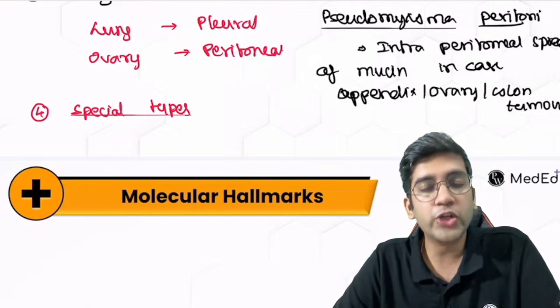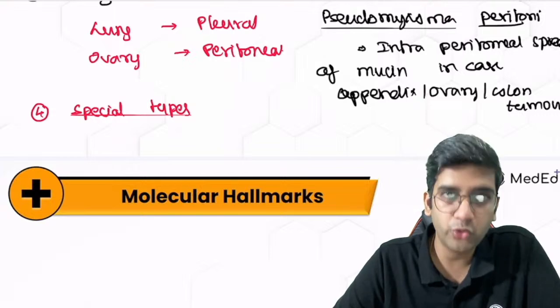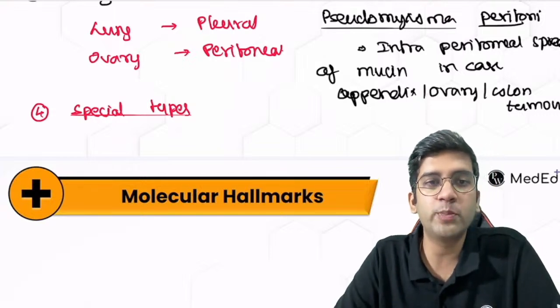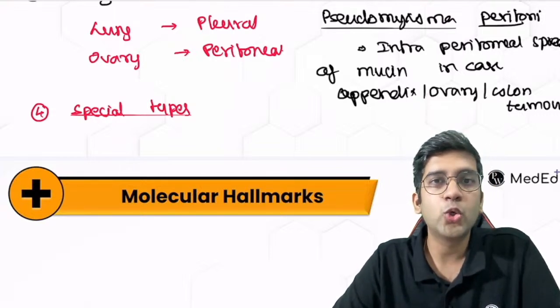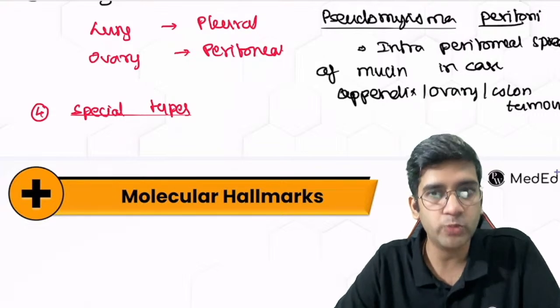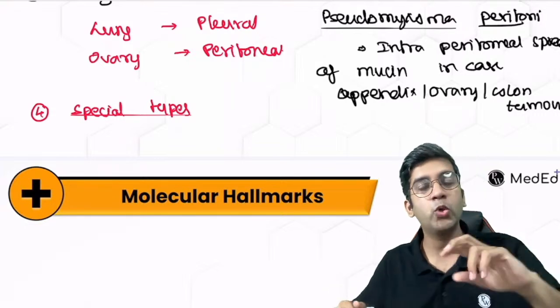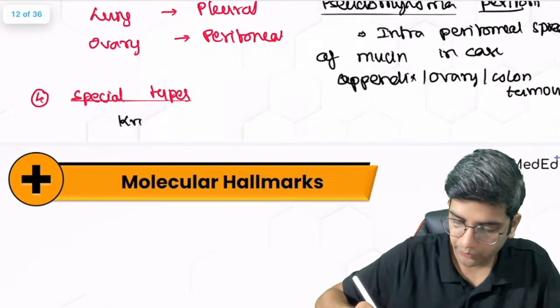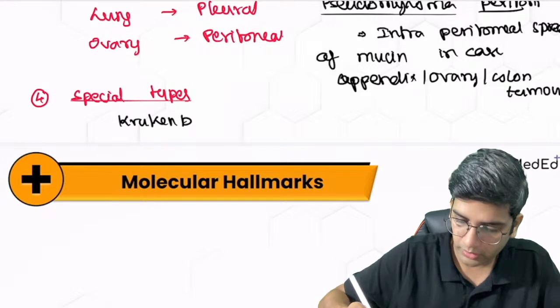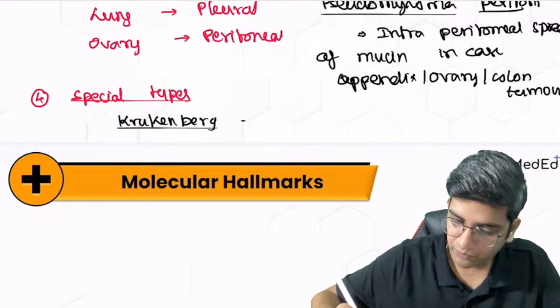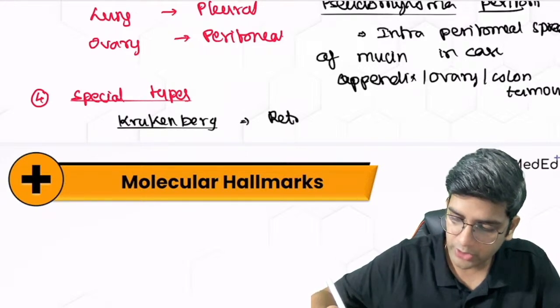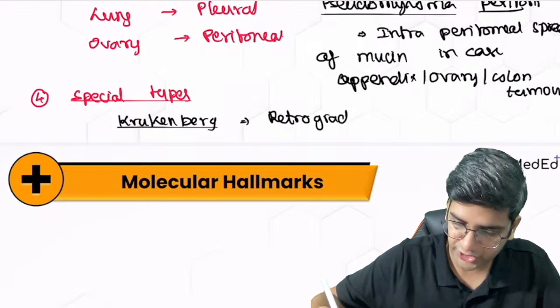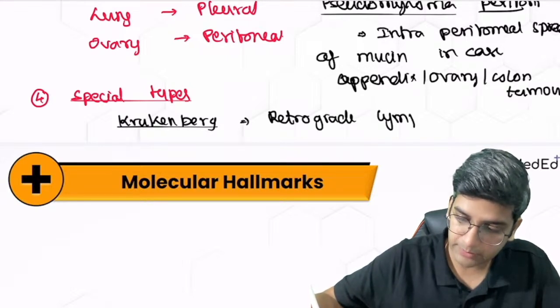Fine. So Krukenberg's tumor, long before, it was thought to have a transcoelomic spread. But these days, Krukenberg's tumor doesn't have a transcoelomic spread. It's a special type, so it doesn't involve the body cavity. Put it in a special type, right? So Krukenberg's tumor, which is an ovarian metastasis, the route of spread here is retrograde lymphatics. That's the accepted spread.